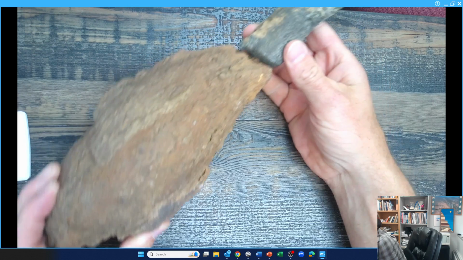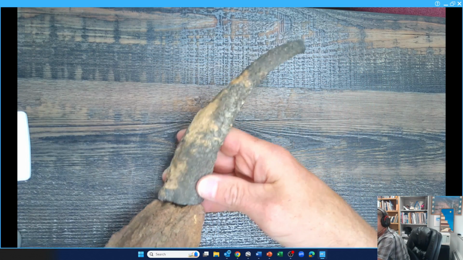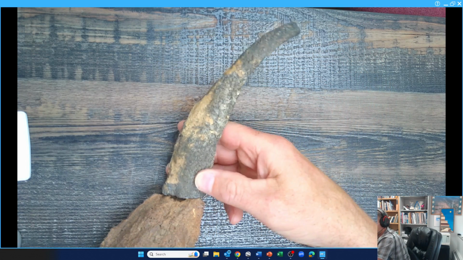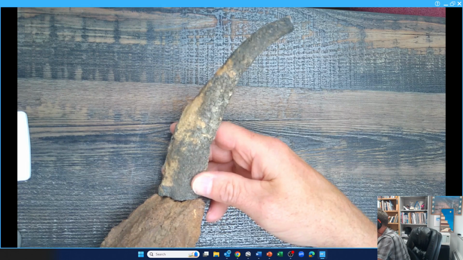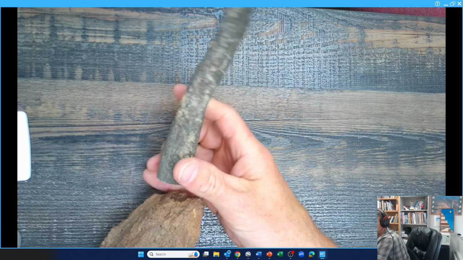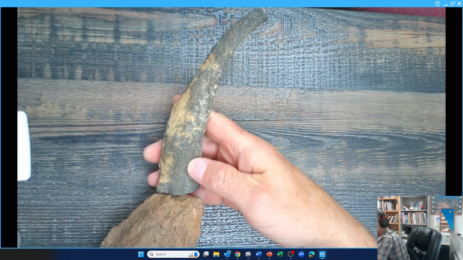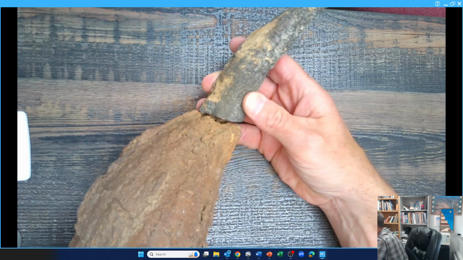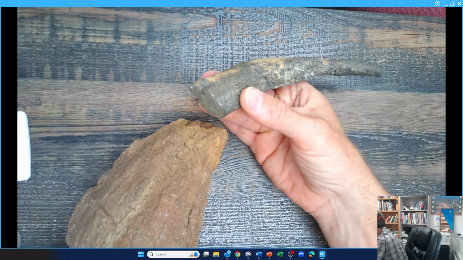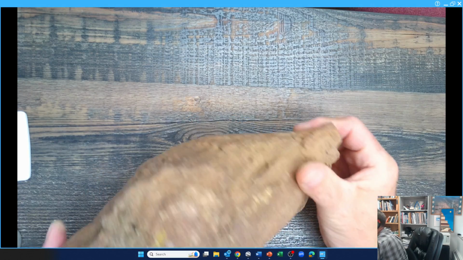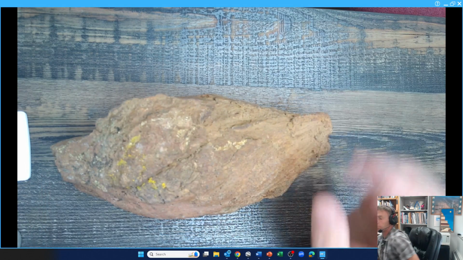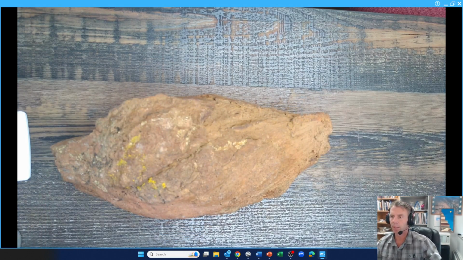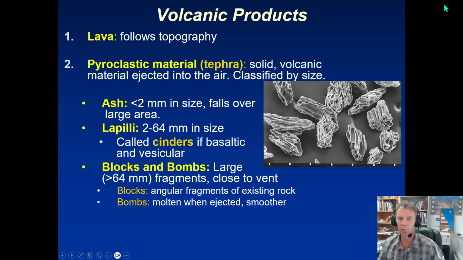Sometimes these things actually have little tails on the end of them. This did not come from this particular sample. You can see the color's a little bit off, but this is a tail of a bomb. They sometimes have these little tails, but when it hits the ground, it's cooled and solidified enough that these tend to break off. But this would be an example of a volcanic bomb. So just to give you some context there for those features.